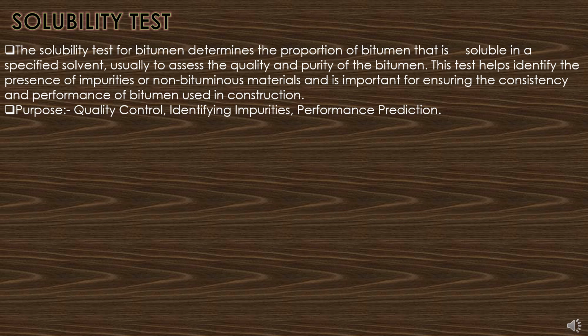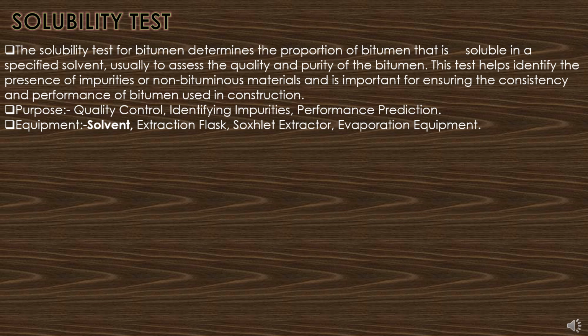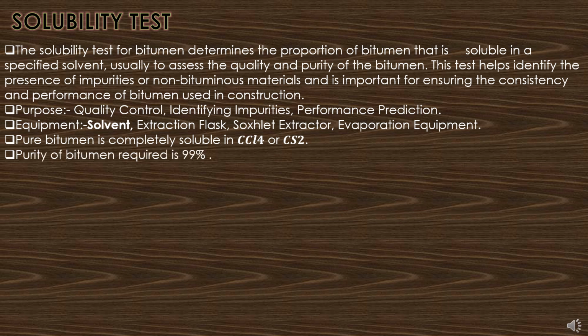The purpose is quality control, identification of impurities, and performance prediction. The equipment needed in this test are solvent, extraction flask, soxhlet extractor, and evaporation equipment. Pure bitumen is completely soluble in CCl4 and CS2. The purity of the bitumen required for construction is 99%.